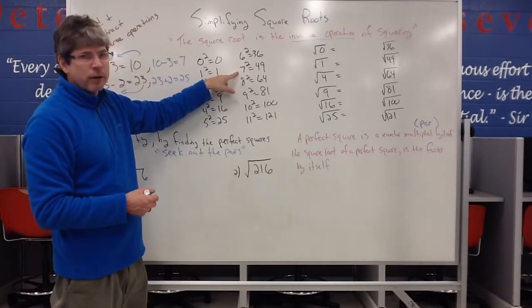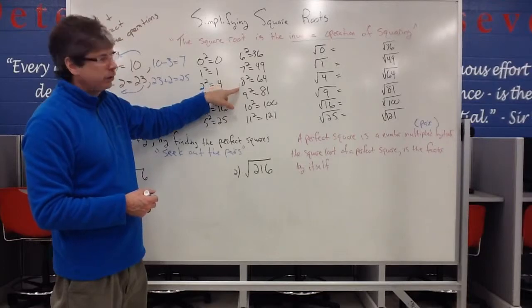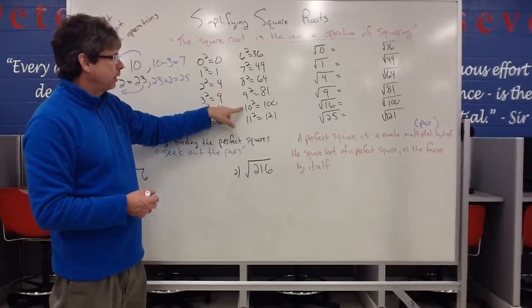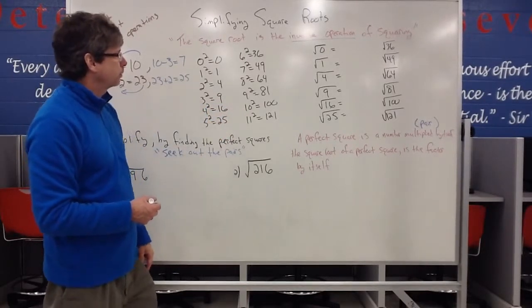7 squared, 7 times 7 is 49. 8 squared, 8 times 8 is 64. 9 squared is 81. 10 squared is 100. And 11 squared is 121.